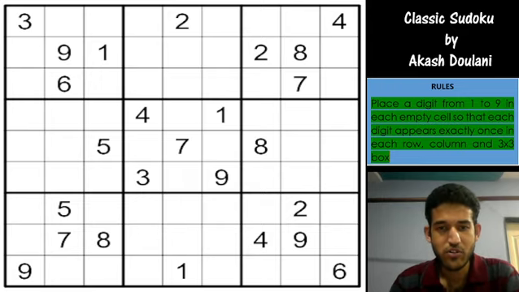So let us move on to the rules now. Rules are standard. Each row, each column and 3 by 3 box inside the grid will have digits from 1 to 9 without any repetitions. So having said that, we'll start this Sudoku now.